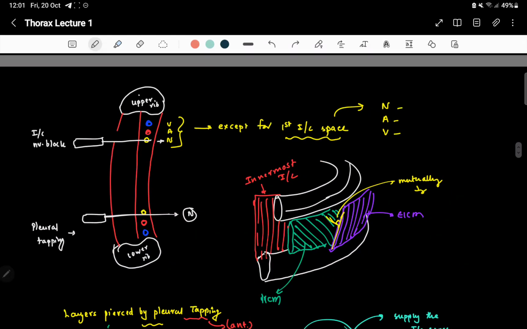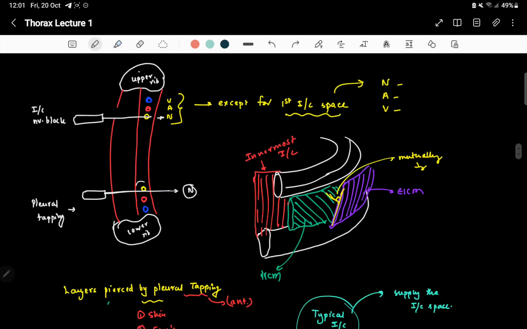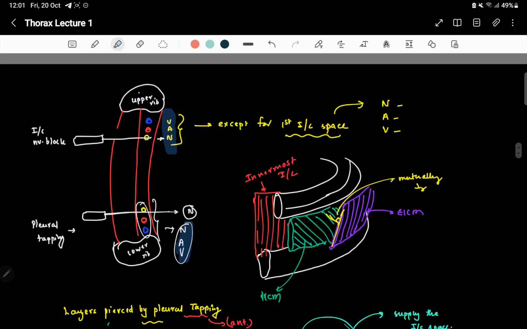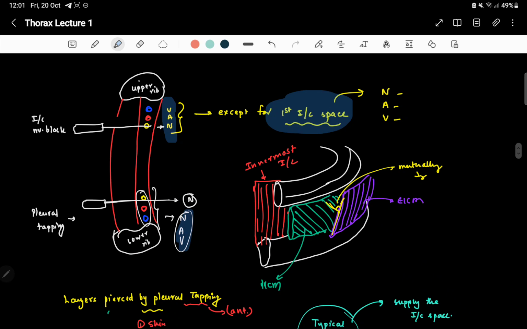Here is the arrangement of the vein, artery, and nerve. In the upper part we have the VAN arrangement, and in the lower part we have the NAV arrangement. And in the first intercostal space, in the upper part, we can also see NAV.